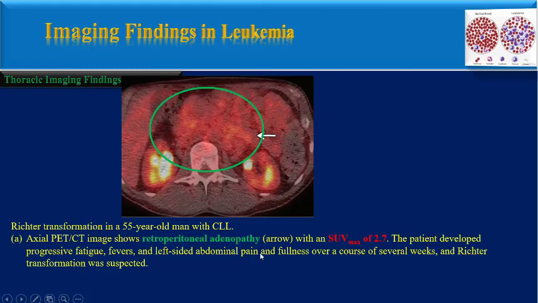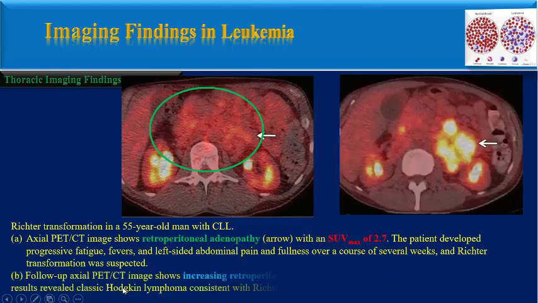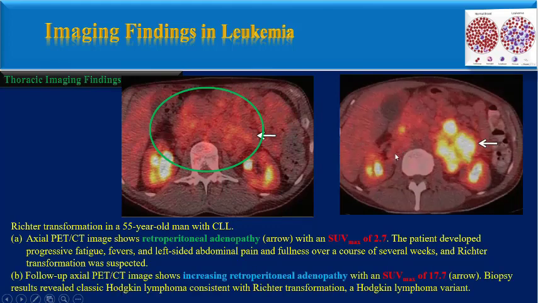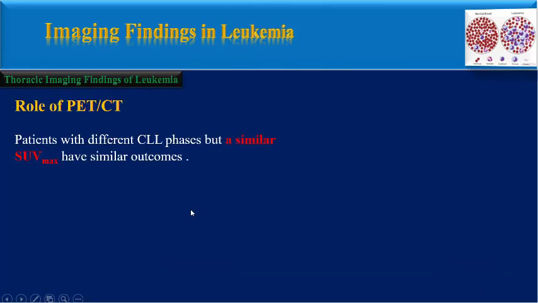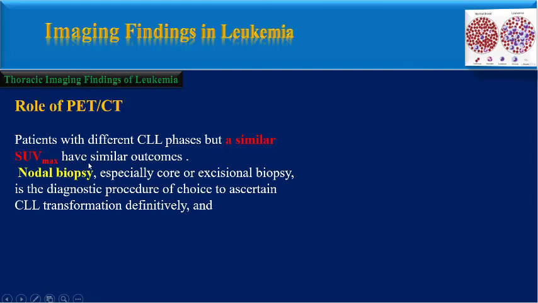The patient developed progressive fatigue, fevers, and left-sided abdominal pain and fullness over a course of several weeks, and Richter transformation was suspected. Follow-up axial PET-CT image shows increasing retroperitoneal adenopathy with an SUVmax of 17.7. Biopsy result revealed classic Hodgkin lymphoma consistent with Richter transformation, which is a Hodgkin lymphoma variant. Patients with different CLL phases but a similar SUVmax have similar outcomes.